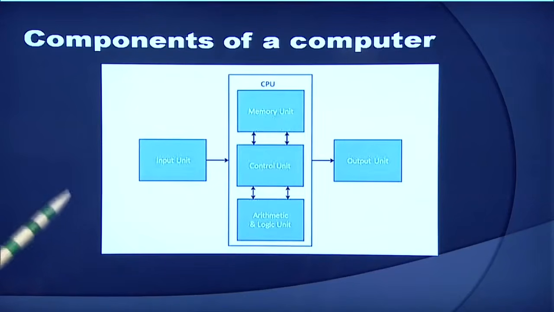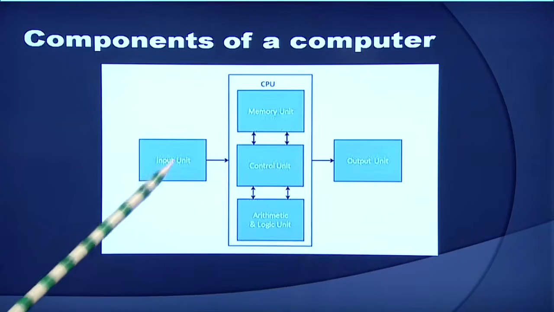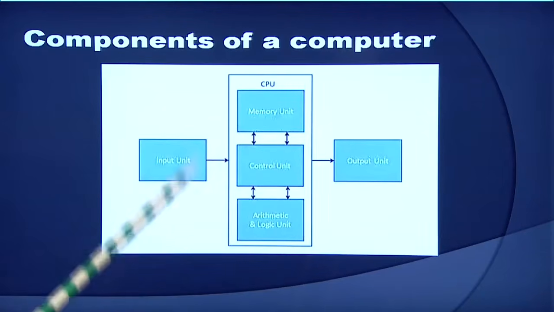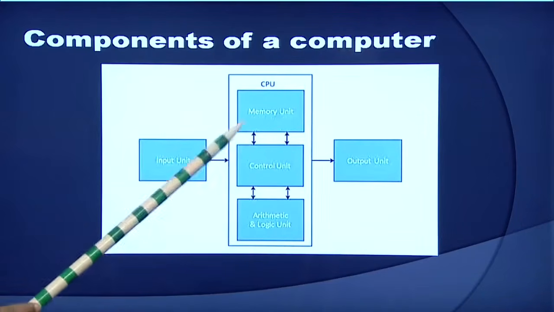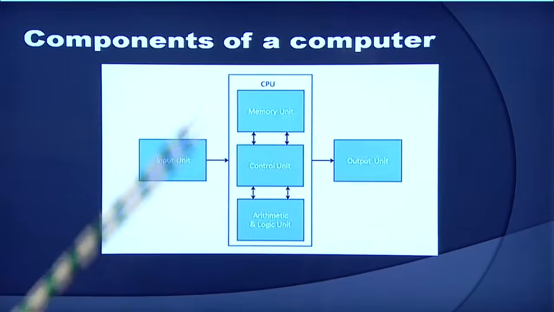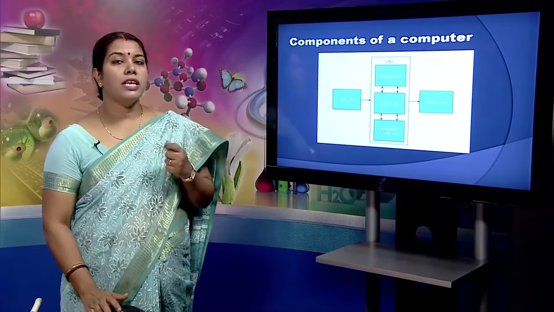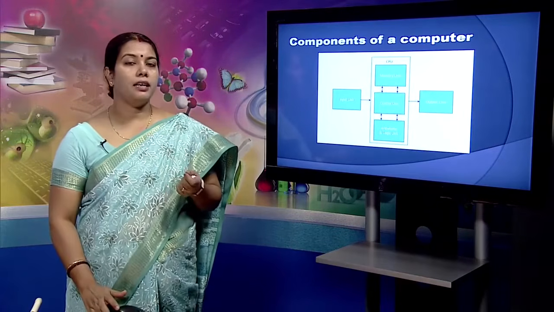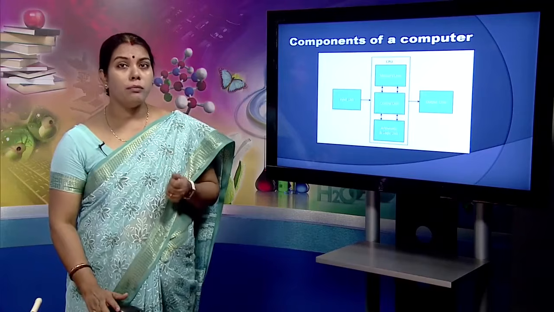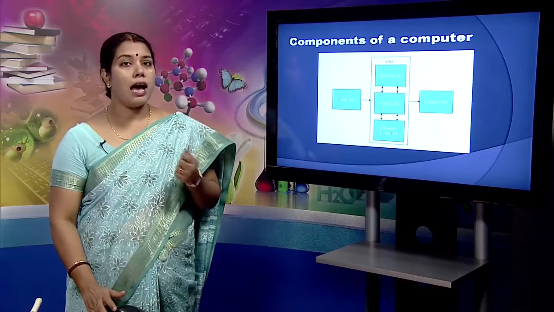So, here you can see there is an input unit, we have the CPU. CPU has got memory unit, control unit, arithmetic logic unit, and we have got an output unit. So, what does an input unit do? It is a unit which contains devices with the help of which we enter data into the computer. This unit makes link between user and the computer.